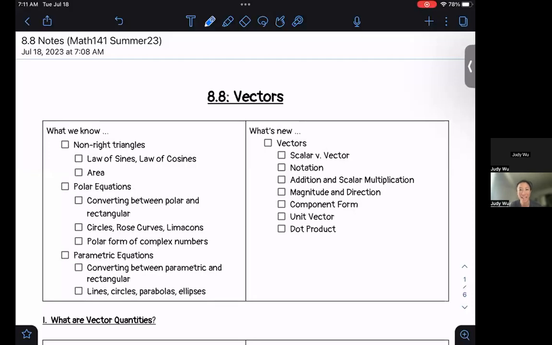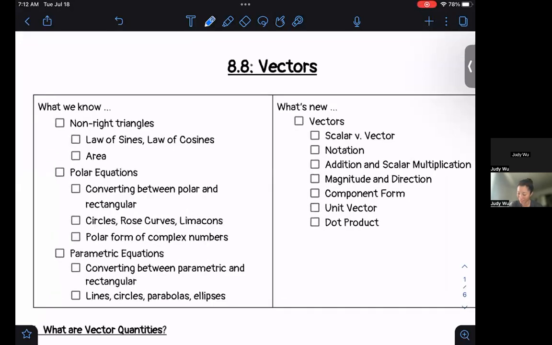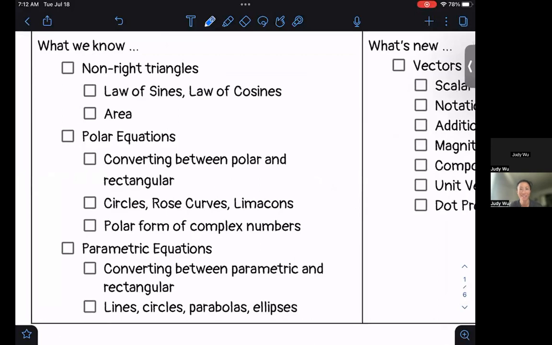Hi, folks. Welcome to 8.8 vectors. And so in this section, we're going to talk about the last part of chapter 8. And before we do that, let's take a look at what we've learned already this section.